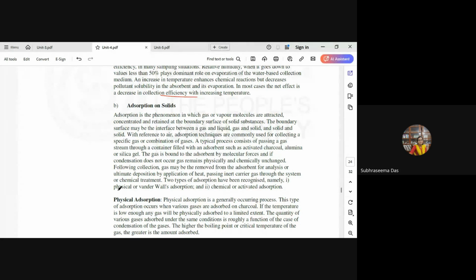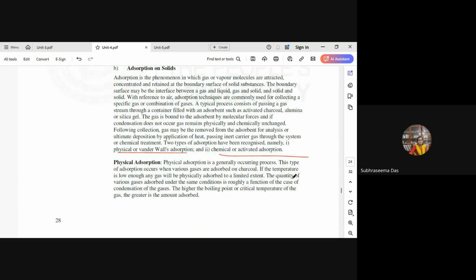One is the physical adsorption, one is the chemisorption, or we call it the chemical adsorption. Here, physical adsorption is a generally occurring process. If the temperature is low, any gas tries to get adsorbed onto the surface. The quantity of various gases adsorbed under the same conditions is roughly a function of the condensation of the gases. So it is directly dependent on the affinity of the gaseous molecules with the adsorption surface.